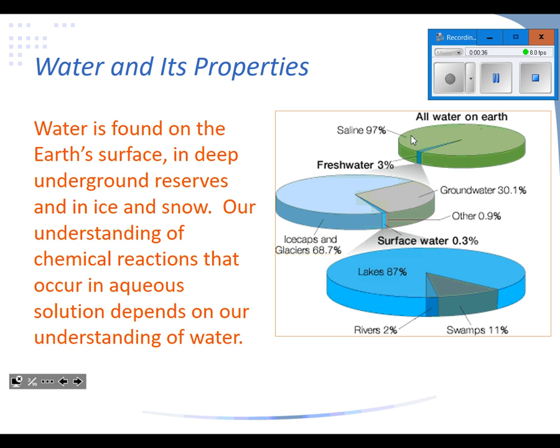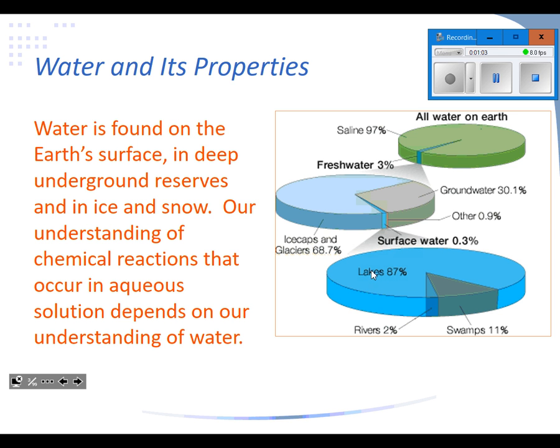So really 97% of the water on Earth is salt water. Only 3% of it's fresh water. And then in that 3%, most of it, 68.7%, is locked in ice caps and glaciers. There's only 30.1% of it that's groundwater. And then there's only 0.3% that's surface water. And then the other 0.9% is just in other locations.